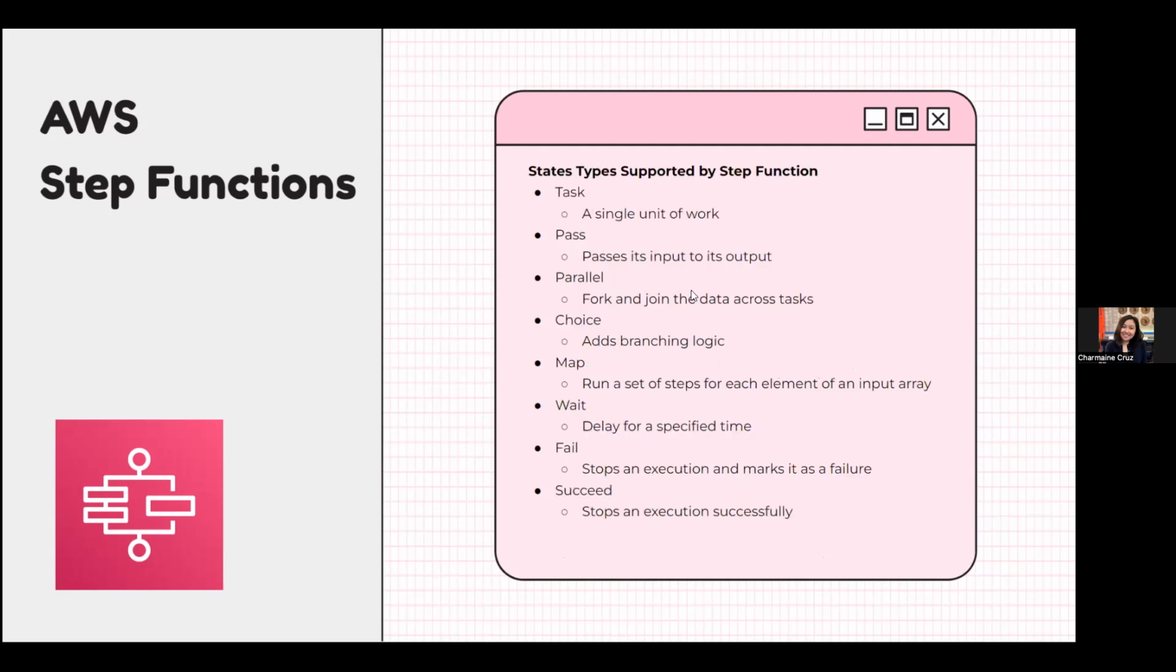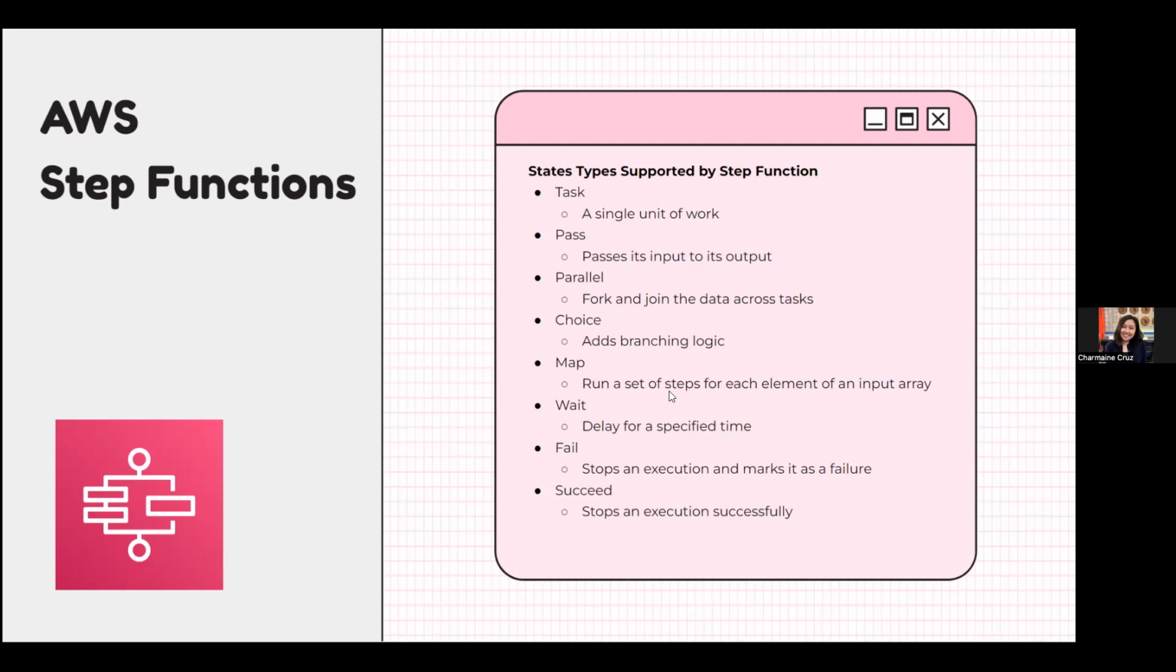Okay, ito. So state types supported by Step Functions, yung Task nga, a single unit of work, so yung action, passes its input to its output. Parallel, fork and join the data across tasks, so multiple tasks. Choice, adds branching logic. So pwede yung magkaroon tayo ng isang path na right or wrong, parang ganon, na may ibang branch na mag-grow through or dev or prod, parang ganon.